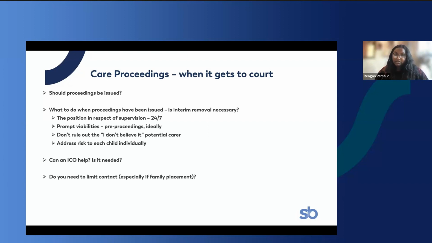for the family. And when you do the viabilities, and I speak to both representatives of the local authority and the parents and the guardian with this one, you will come across those family members who say, I don't believe it. I don't think my sister could have injured this child. Often local authorities will just rule that person out instantly. They don't believe it, and therefore they can't safeguard the child. It is not that simple.